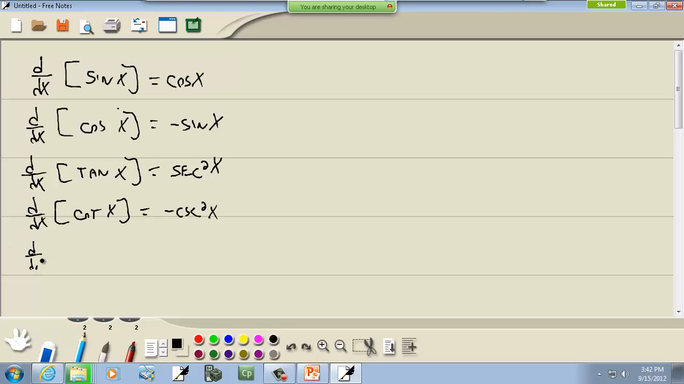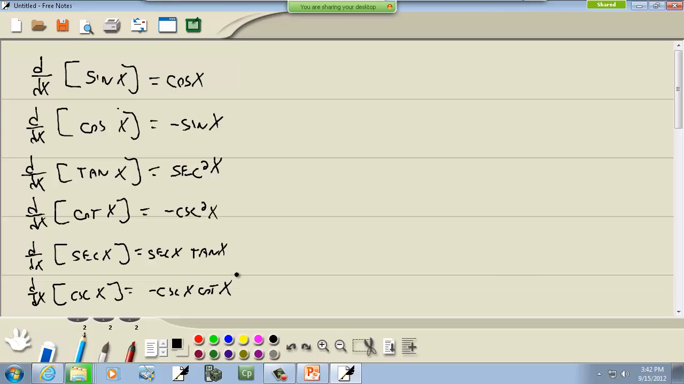And the derivative of secant is equal to secant tangent. And last, the derivative of cosecant is equal to negative cosecant cotangent. Now, the idea behind most of the problems in this section is you'll have an integral, and you're going to have one of these trig functions to a power.